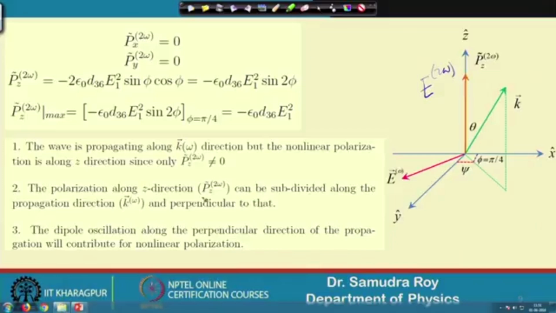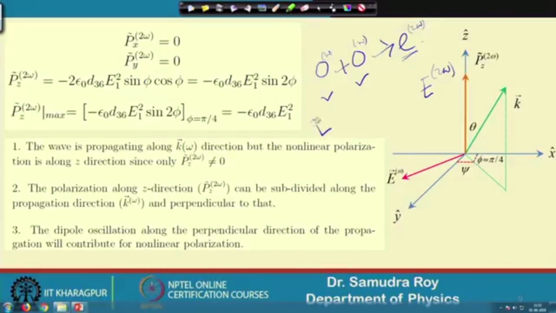The polarization along z direction can be subdivided along the propagation direction and perpendicular to that. So, the next thing that we need to understand is that here my scheme has to be this. That means, two ordinary waves will give rise to an extraordinary wave of frequency 2 omega. This is omega, this is omega. So, two ordinary waves can give rise to a frequency 2 omega, which is an extraordinary wave.